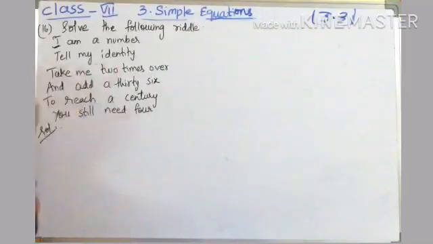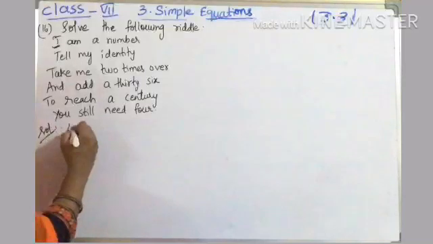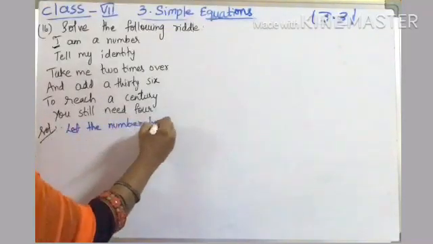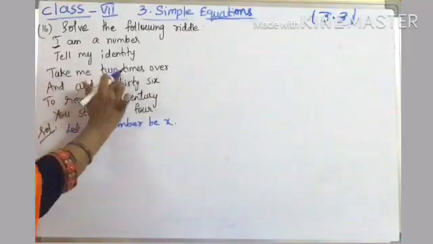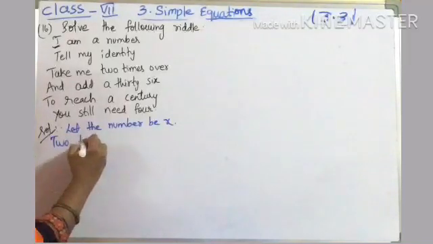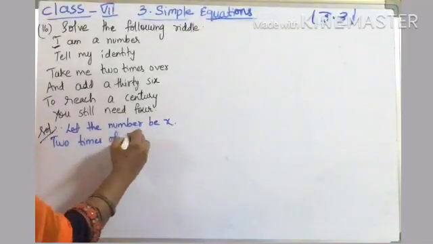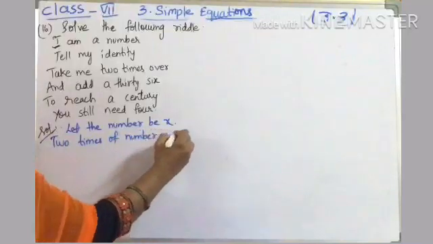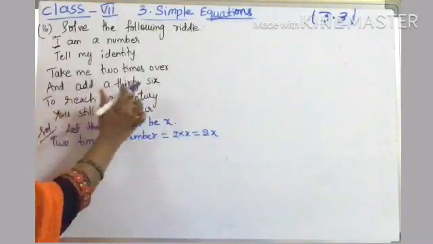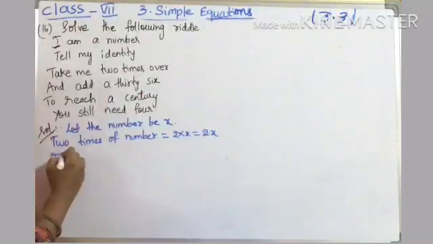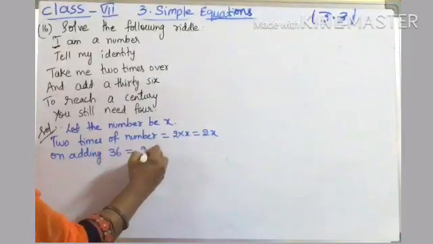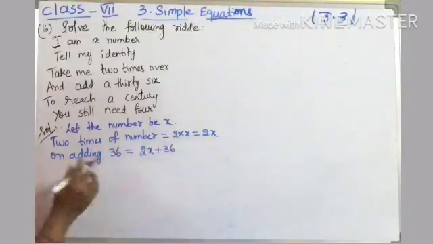Here, take me 2 times over. Okay. So let the number be x. Take me 2 times over, so 2 times the number. 2 times the number is what here? 2 into x, that is nothing but 2x. Next, and add 36. On adding 36, you are going to get 2x plus 36.